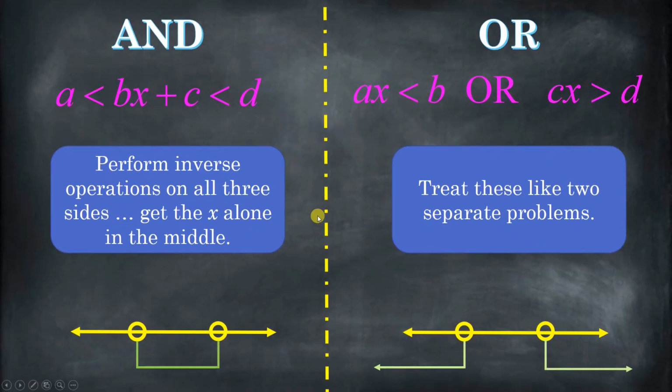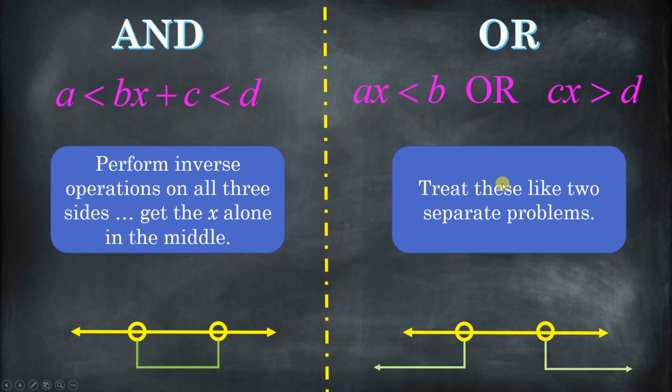So just to make sure we're on the same page, if you have an AND inequality, what you're going to do is solve it, and you're going to get x in the middle. You're going to use inverse operations, and your graph's going to look like this. Your job is really to find what number goes here and what number goes here. X is in the middle, inverse operations.